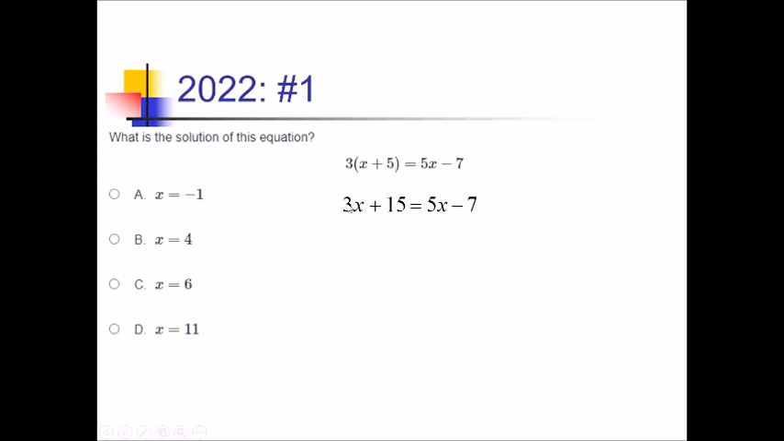So if I do 3x minus this 5x here, that'll give me a negative 2x over on the left. And if I subtract 15 from both sides, negative 7 minus 15 is negative 22. Now I just need to divide by negative 2 to undo the multiplication by negative 2. So negative 22 divided by negative 2 gives me 11, and that's my answer, choice D.